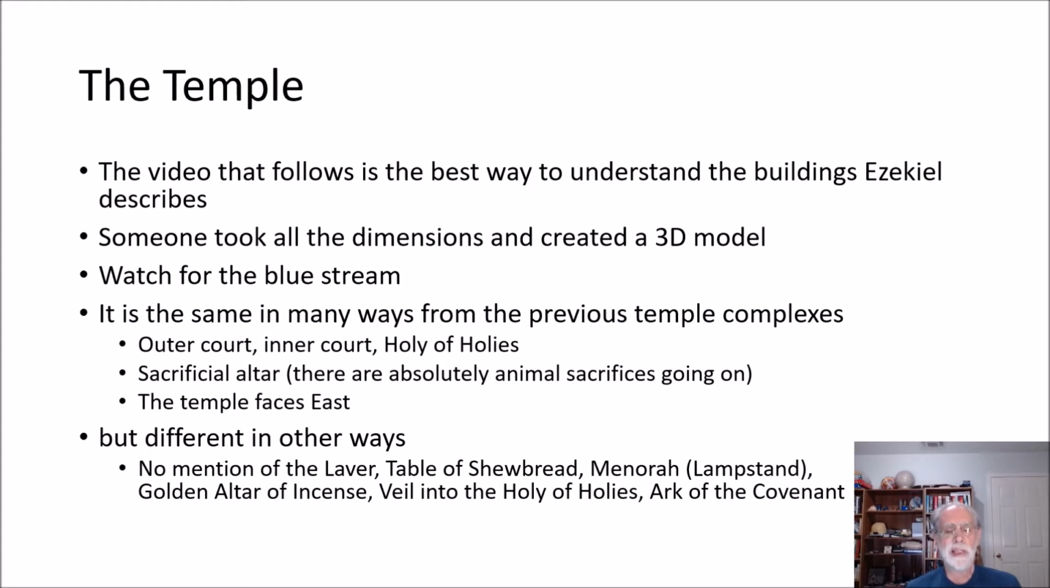So that makes it really easy to understand how this looks, and also how different it is from any previous temple that has ever existed. Now, it has some things that are the same. It has an outer court and inner court and Holy of Holies. Those three things are still existent in this new temple. And it has a sacrificial altar, but it makes it clear that there will be animal sacrifices going on, but that may be more subtle than we're thinking about. And the temple also faces east, which it did in the past, so that's the same too.